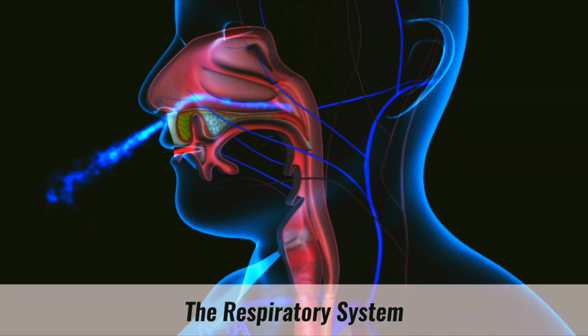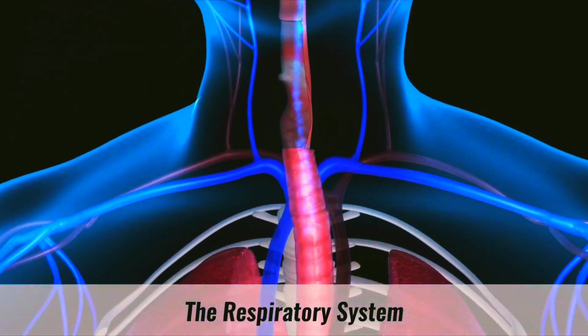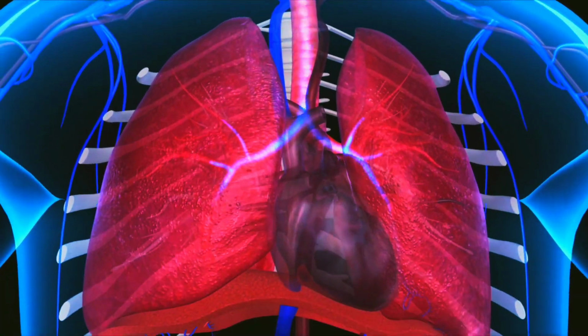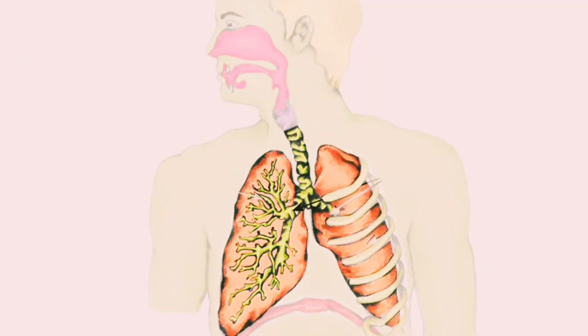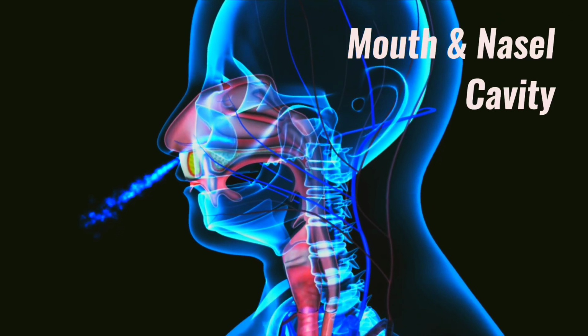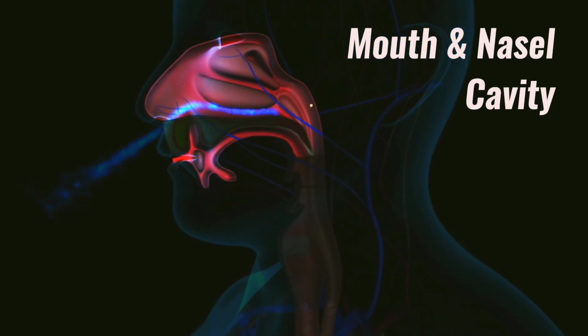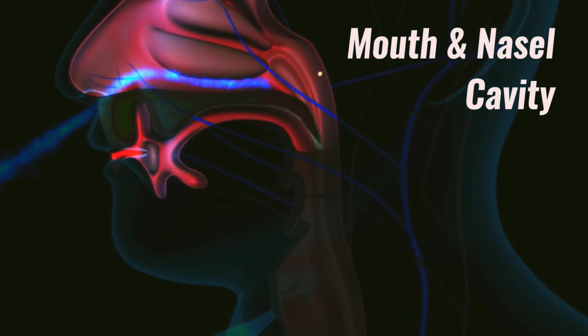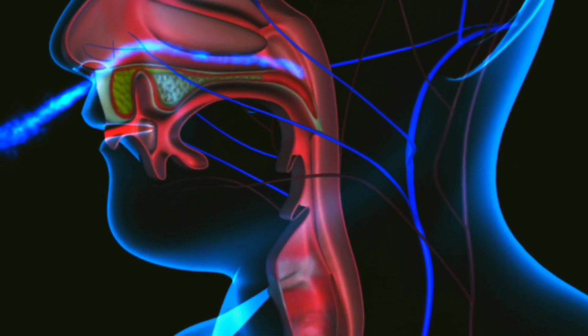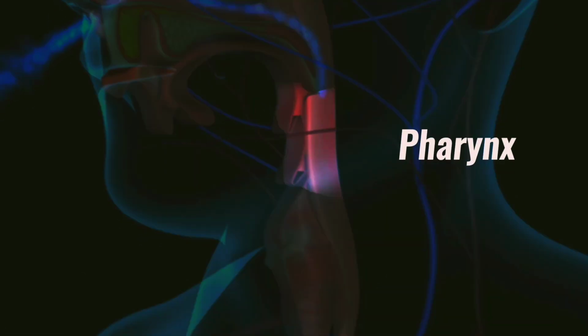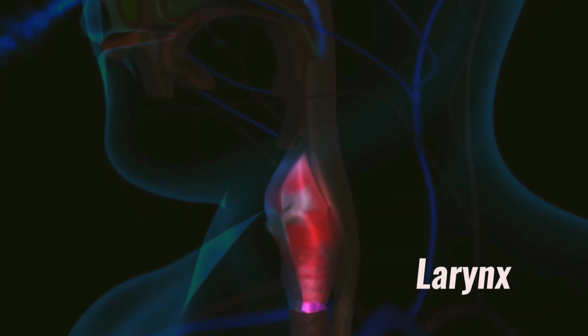The function of the respiratory system is to transport air into the lungs and to diffuse oxygen into the bloodstream and carbon dioxide out. It is separated into the upper and lower respiratory tracts. Air enters the upper respiratory tract through the mouth or nose and nasal cavity, where it is filtered, warmed and moistened. Next, it passes into the pharynx and then into the larynx, which is known as the voice box.